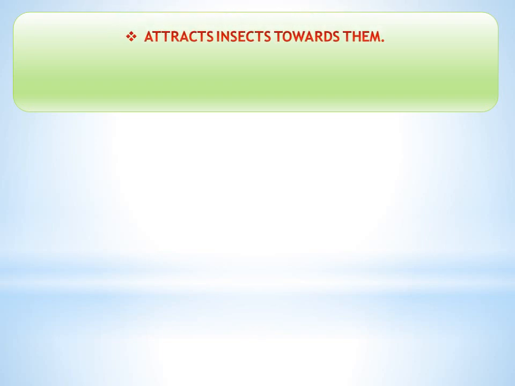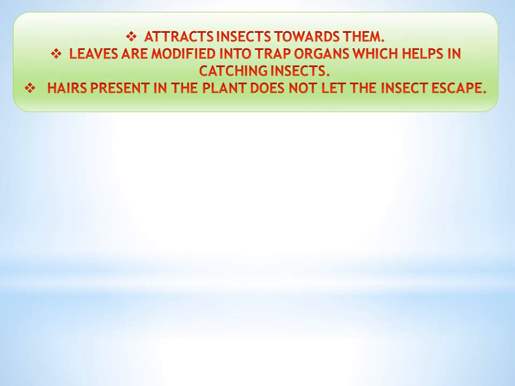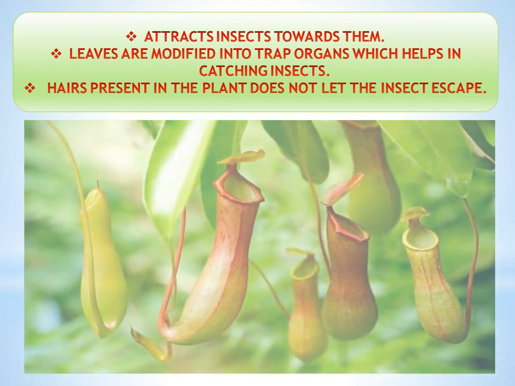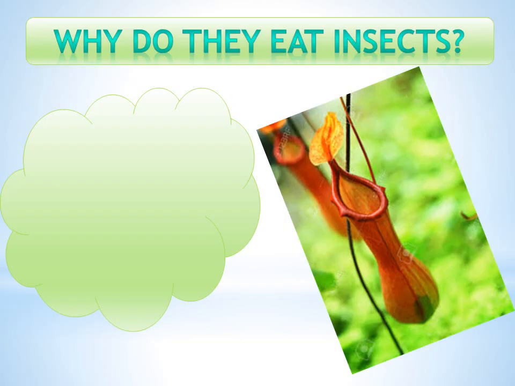The parts of the leaf are modified into trap organs which help them catch the insects. The hairs present in this pitcher plant hold the insects and do not let them escape. It produces digestive juice which helps to digest the insect and get the nutrients from it. These plants eat insects.